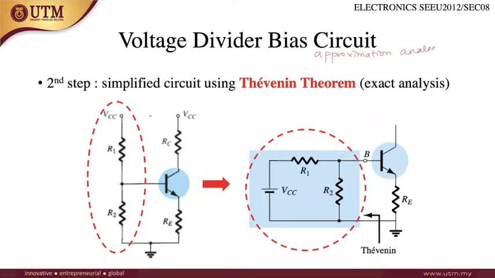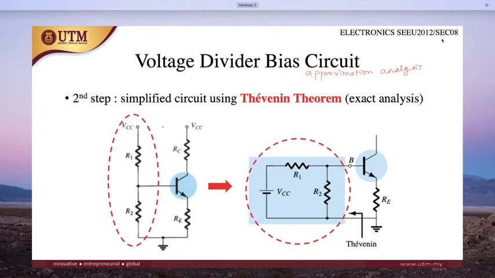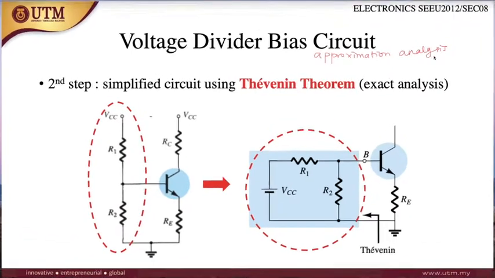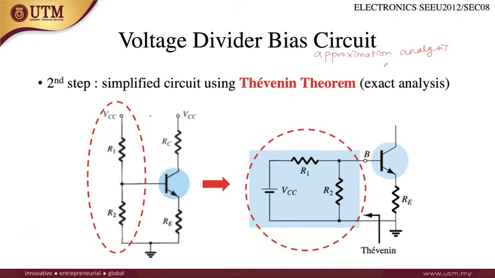For approximation analysis, to decide which analysis you want to use, the condition is that the beta times the resistor at the emitter must be greater than 10 times resistor R2. If this condition is satisfied, then we can use the approximation analysis. But if this condition is not satisfied, then we need to use exact analysis.